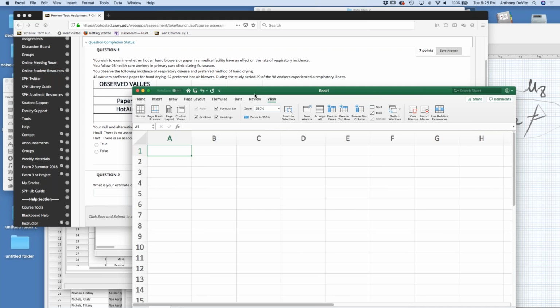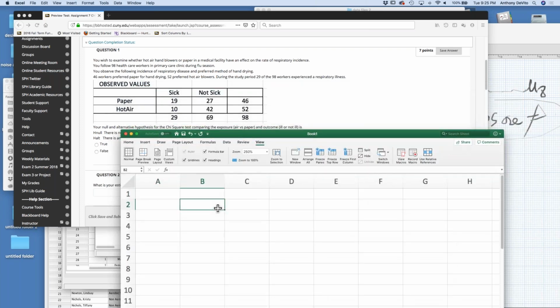So we can see, and I'm going to go over here and fill this in. I think I actually have it here somewhere, but I'm just going to fill this in here. 27 and 10 and 42. And this is 46. That looks right. And this is, let's see, that's 52. That looks right. Okay, and the total here is 98. That looks right. And this is 29. And this is 69. And 69 and 29 is 98.